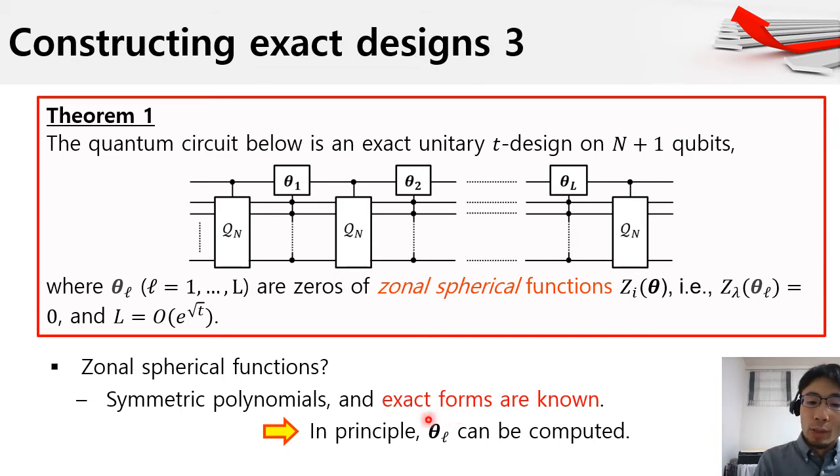And by doing this procedure, we just substitute these angles into these boxes, and we can implement an exact unitary T design on n plus 1 qubits. So this is our main theorem in our first result. But unfortunately, this circuit is inefficient, and actually there are two sources of inefficiency in this circuit. So in the next slide, I will explain the two sources of inefficiency.